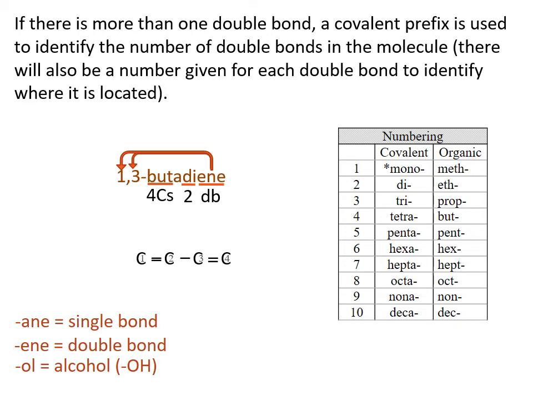Now I add hydrogens to make sure every carbon is making 4 bonds. So I add 2 hydrogens to the first carbon, 1 to the second, 1 to the third, and 2 to the fourth carbon. Now they are all making 4 bonds.